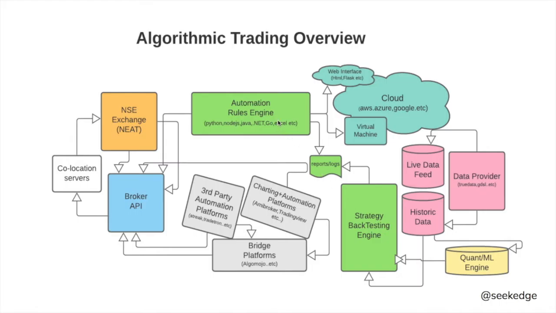So algorithmic trading means automation as well as backtesting. Those are the two green parts of it.